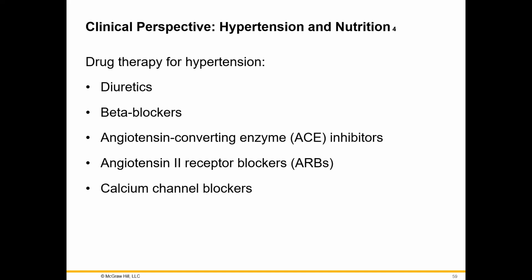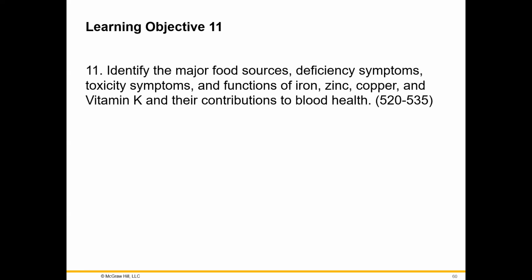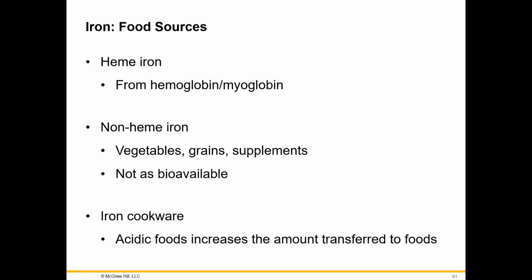Finally, there are various pharmaceutical options for folks who are interested in lowering their blood pressure. You do not need to memorize those pharmaceuticals, but you do need to be aware that there are multiple options for medical intervention of hypertension. All right, and now we're on to the last learning objective, number 11. First, we want to identify the major food sources, deficiency symptoms, toxicity symptoms, and functions of iron, and then we'll do so for the rest of them that are listed there.